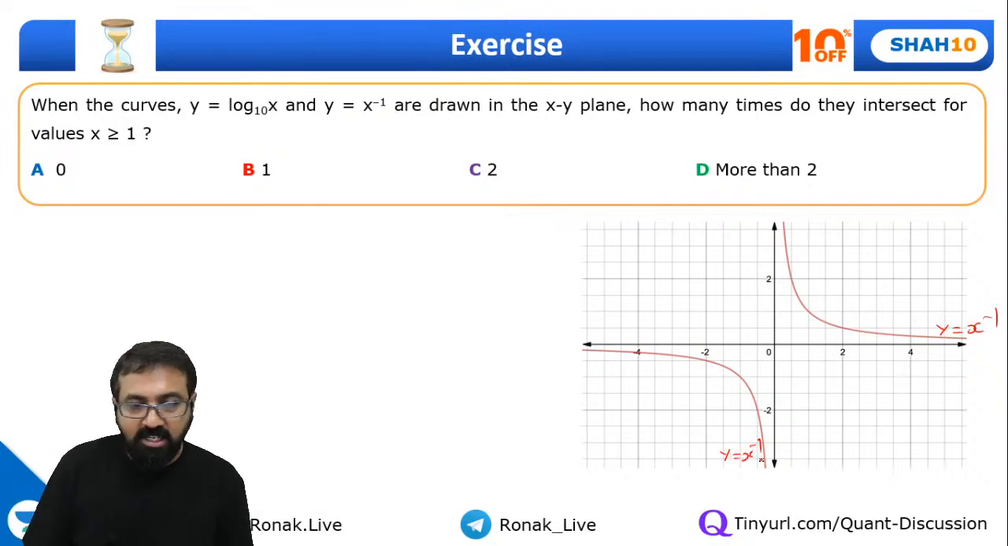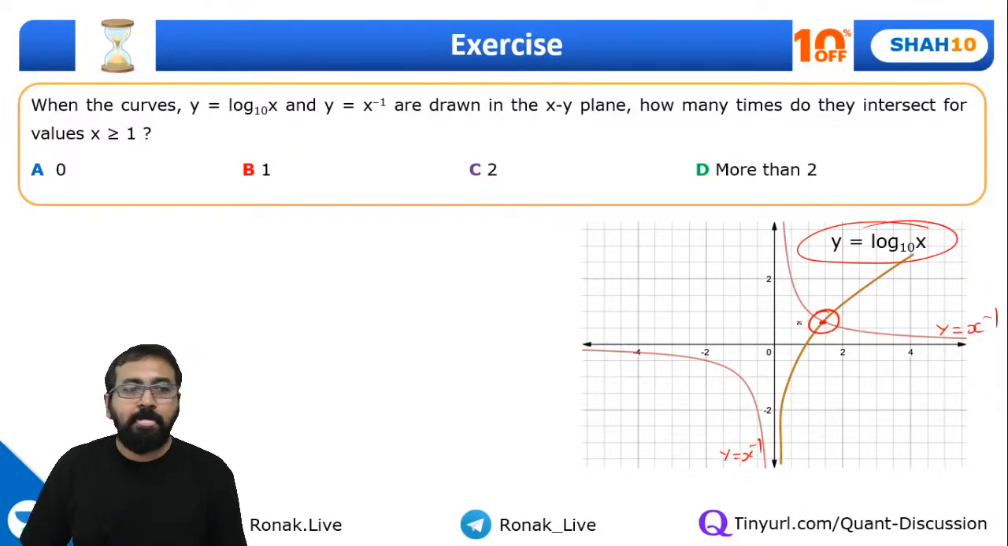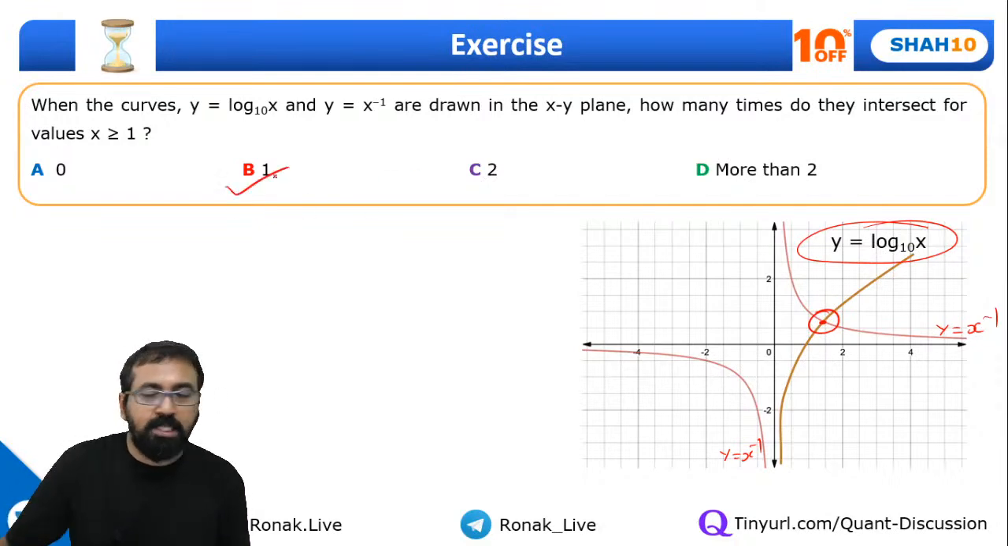This is the graph for that. And this is the graph for y equal to log of x. Can I say they are going to intersect at one point? So the answer is option B.